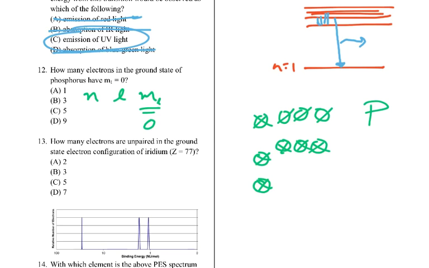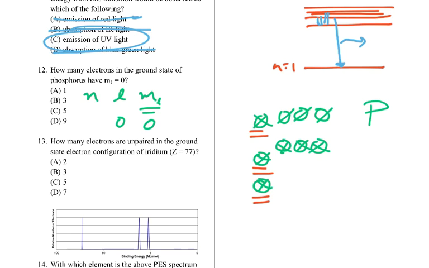Well, who has m sub L 0? Okay, remember that s orbitals have a value here of 0 for L, and m sub L can be anywhere from negative L to positive L. That means anytime you have an s orbital, that is going to have an m sub L of 0. So there's 6 electrons right there.